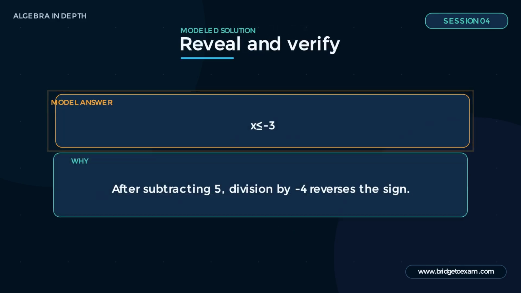Here is the modeled solution. The answer is x is less than or equal to minus 3. After subtracting 5, division by minus 4 reverses the sign. Verify it against the exact wording before moving on.